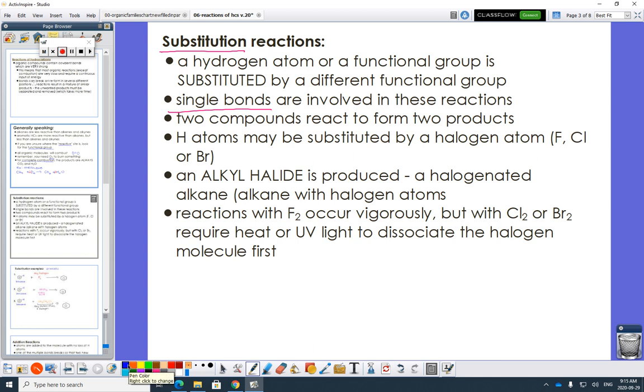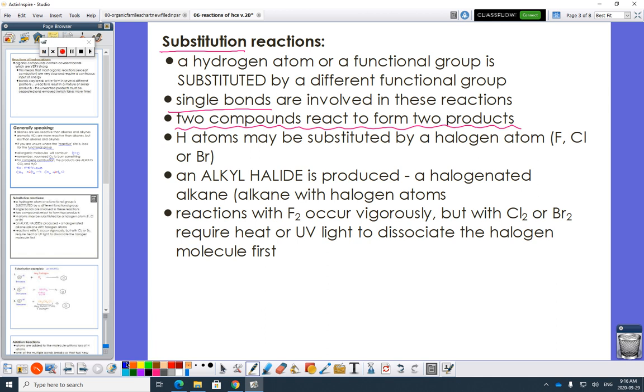Whereas when we do addition, those will be double or triple bonds. If you look at the general formula of a reaction, you have 2 reactants and 2 products. Again, that's going to be different than addition as well. And we're going to substitute hydrogen atoms with halogens. So again, we need the most reactive atoms possible because these reactions really don't want to work.